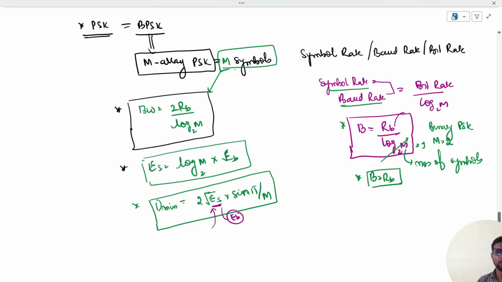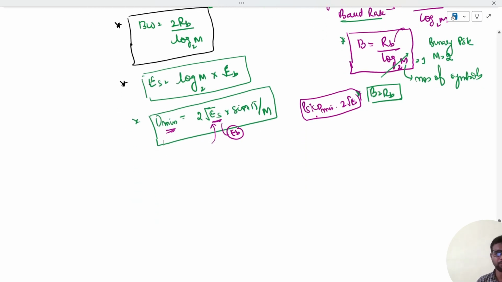In case of PSK, what we are having? In case of PSK, D minimum is given as 2 root over EB. PSK में 2 root over EB है. But here for M-ary we are having D minimum in terms of E symbol, 2 root over ES into sine pi by M. Although if you expand this, you will get the same point also.